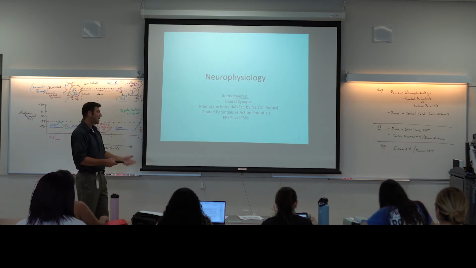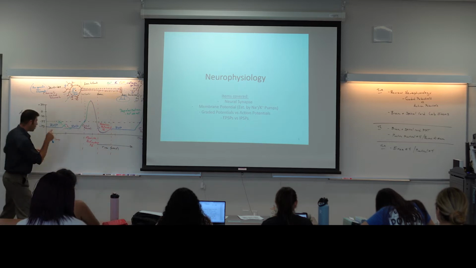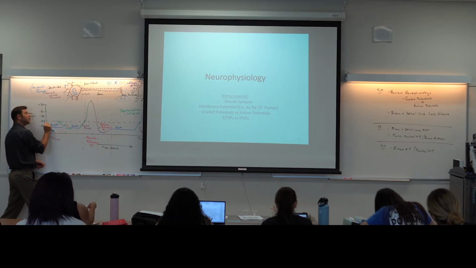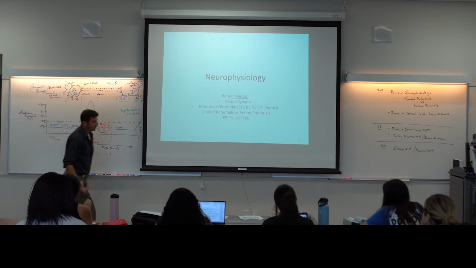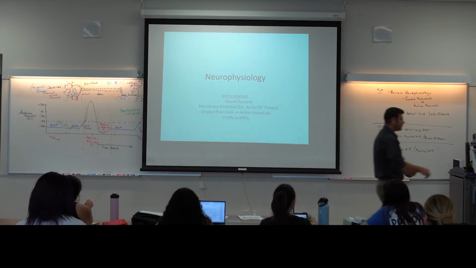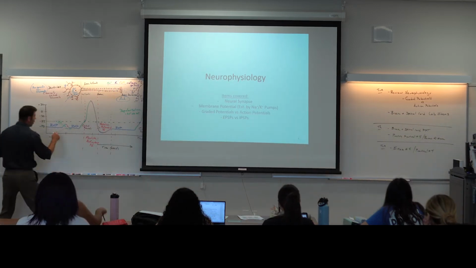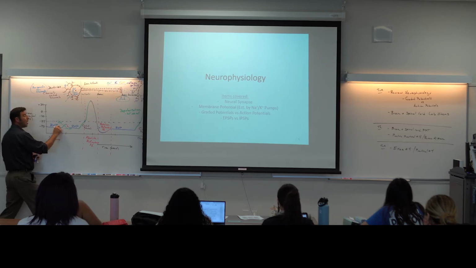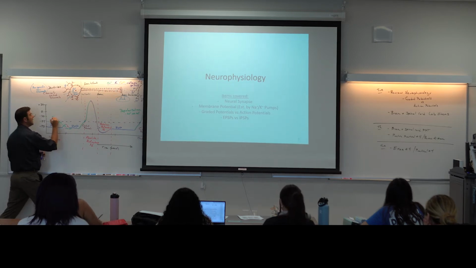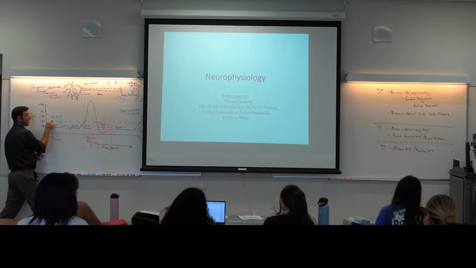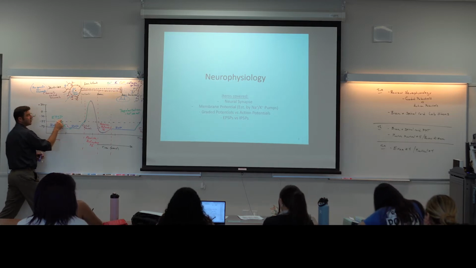EPSP versus IPSP. What I've drawn right here, this little green arrow or line that starts to cause the cell to become more positively charged and drift closer towards threshold. This little bit of the graph that caused the cell to become slightly more positively charged, this would qualify as an EPSP. This just stands for excitatory postsynaptic potential.